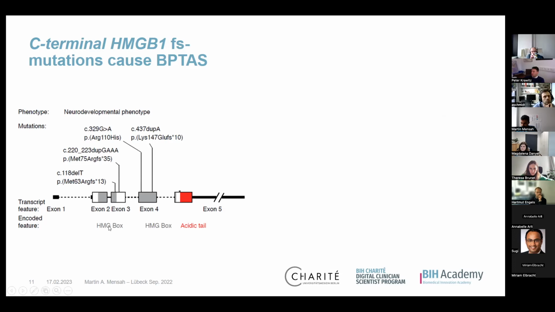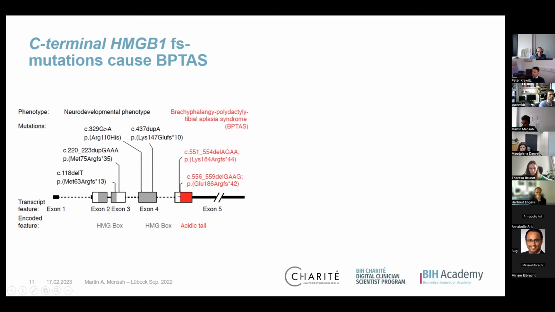So here shaded in gray are the HMG boxes of HMGB1. This is the HMG box 1, and that's the HMG box 2, sometimes also referred to as HMG box A and HMG box B. And what you see here is that there are frameshifts among them, but these frameshifts are positioned not in the ultimate, but in earlier exons. Therefore, we assume that they lead to the degradation of the HMGB1 mRNA due to nonsense-mediated decay. Also, there are substitutions, but they are positioned within these functionally relevant domains of HMGB1.